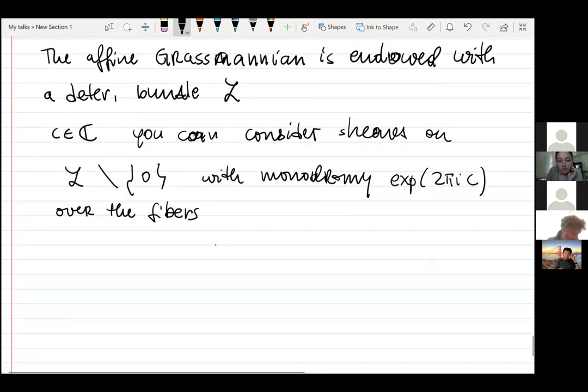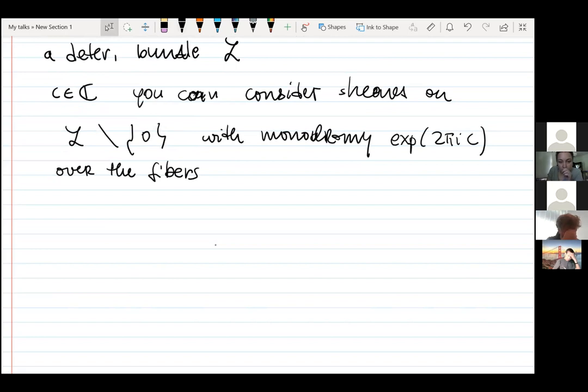Now, the claim is that you can still study this. Sasha, sorry, I have a question. Is it essential in this definition that it's the determinant line bundle, or can... No, absolutely not. You can talk about this for any line bundle. It's closely related also to the notion of twisted differential operators and so on.